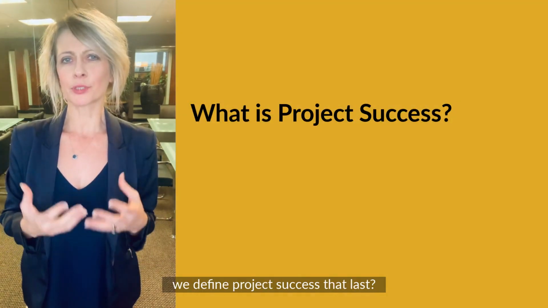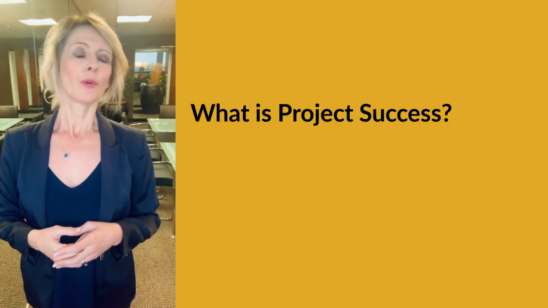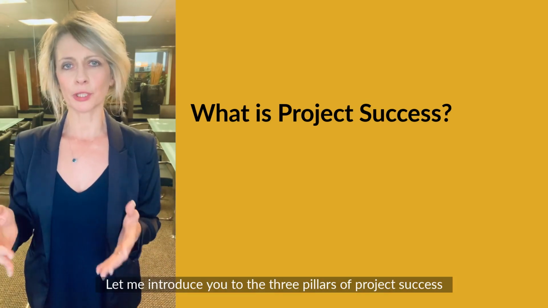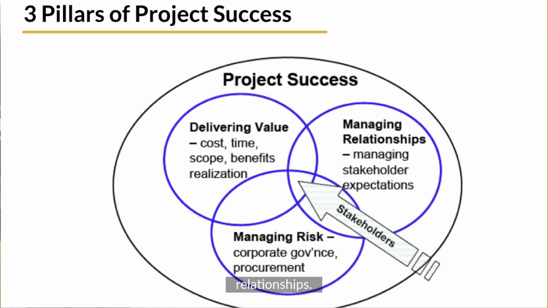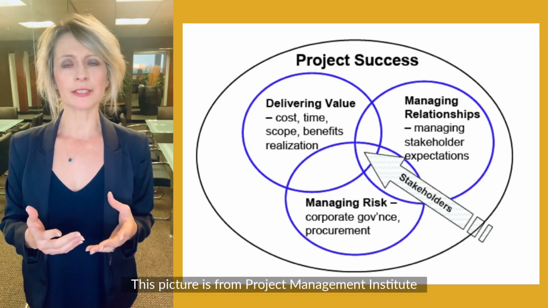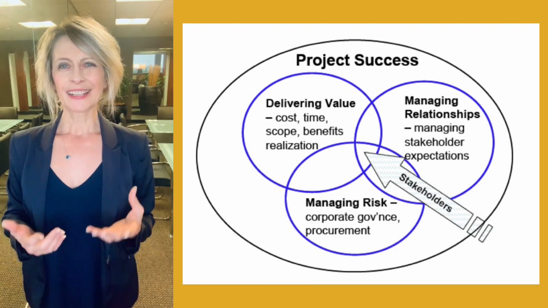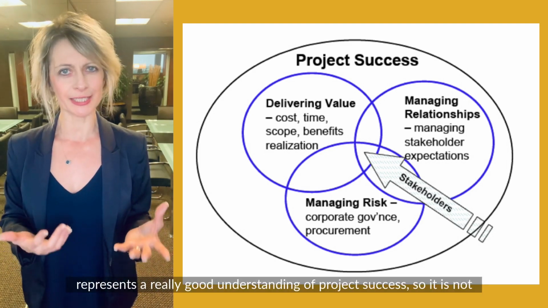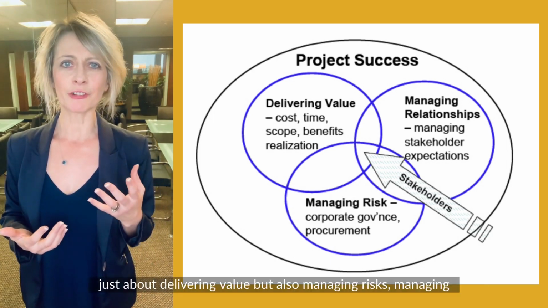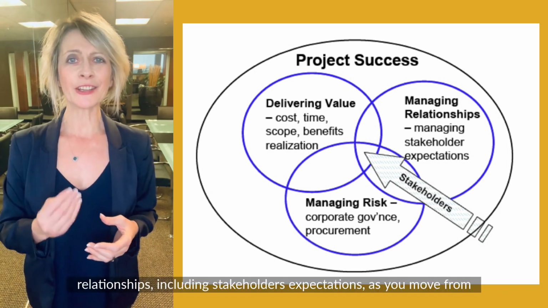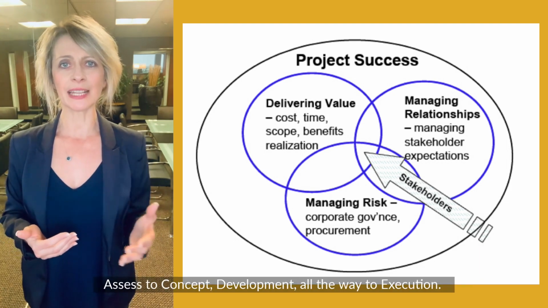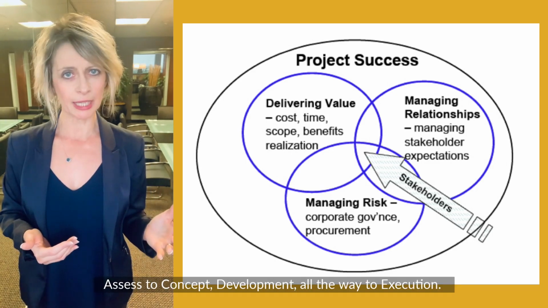How could we define project success that lasts? Well, let me introduce you to the 3 pillars of project success, which is just another way to look at project success. Delivering value, management of uncertainty, and building and maintaining project relationships. This picture, which is from the Project Management Institute website, represents a really good understanding of project success. So it is not just about delivering value, but also managing risks, managing relationships, including stakeholders' expectations as you move from assess to concept, development, all the way to execution.